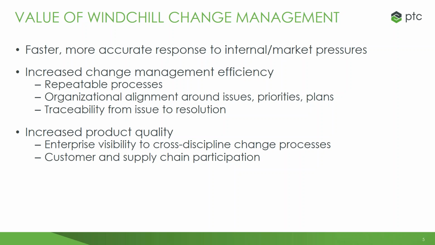And then lastly, increased product quality. So if you have this enterprise visibility to the change process and you have more eyes that are taking a look at the information, and you have more throughput from your whole organization, and that allows for better developed products. Then lastly, customer and supply chain participation. So really having more eyes into the information and being able to have much more thoroughly developed type of product.